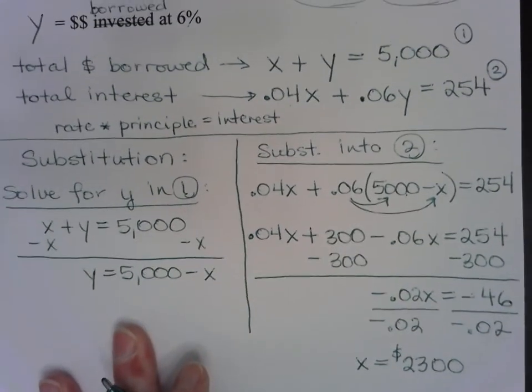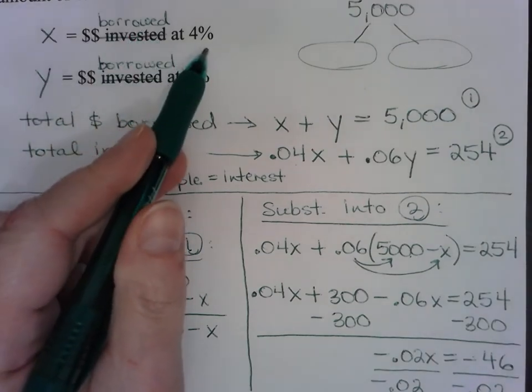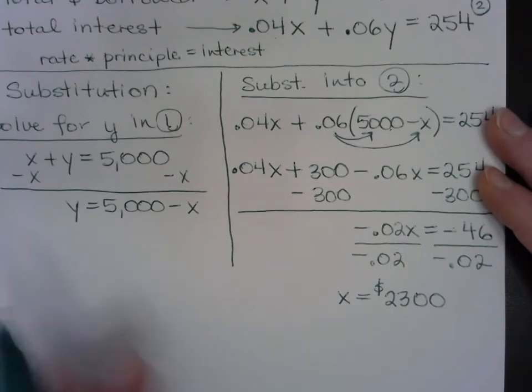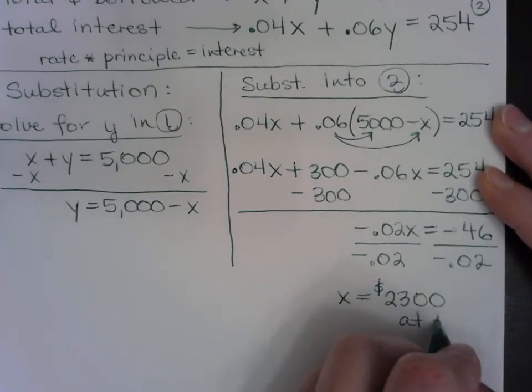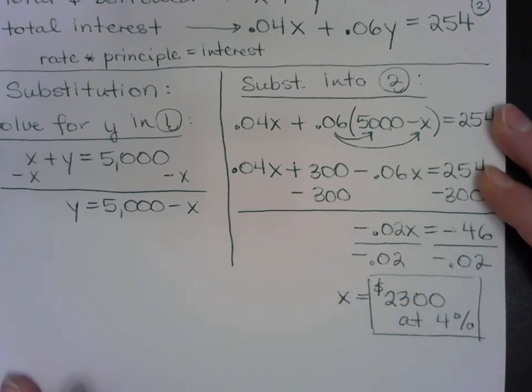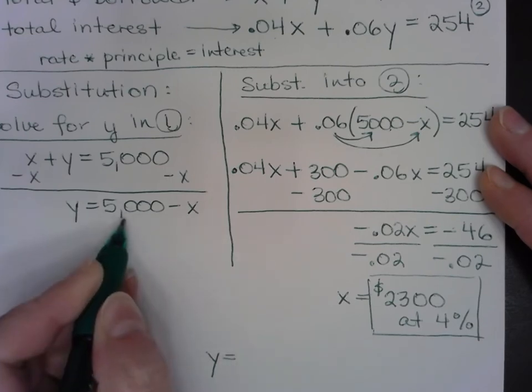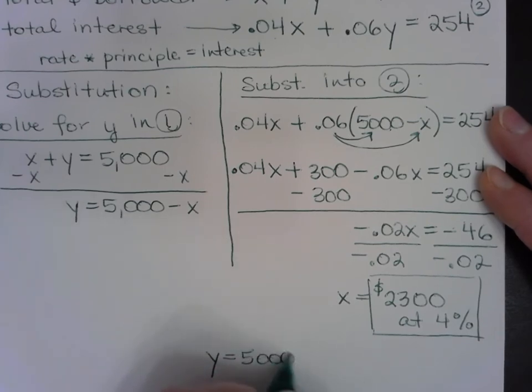Okay, let's look back. Remember what x was. So that's the amount that this student borrowed at 4%. Okay, but we also want to know how much was borrowed at 6%. So to find y, we can use this 5,000 minus x, which was 2,300. So it looks like y is 2,700, and that's the amount borrowed at 6%.